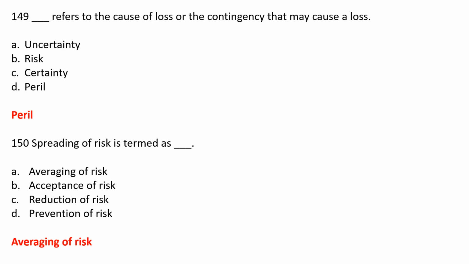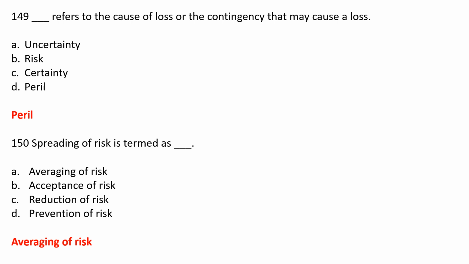Dash refers to the causes of loss or to the contingencies that may cause a loss. Option A, uncertainty; option B, risk; option C, certainty; option D, peril. The correct answer is option D, peril. Peril refers to the cause of loss or the contingencies that may cause a loss.